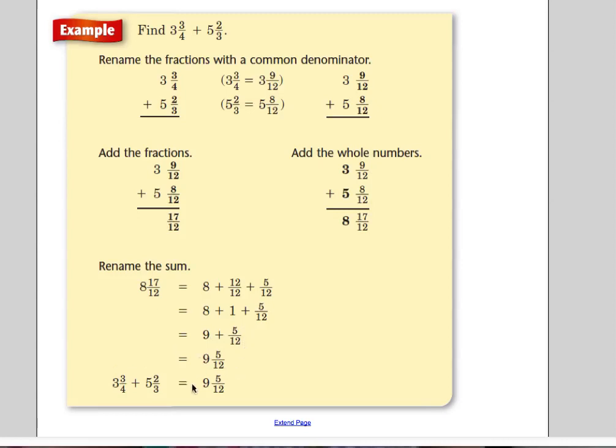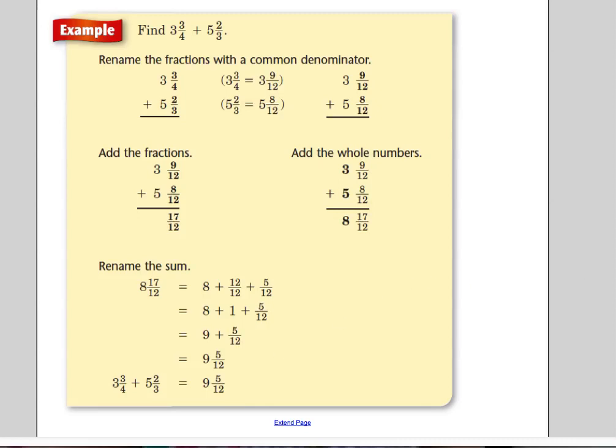So we've got 9 and we've got 5/12. So our answer, after we clean it all up, is 9 and 5/12. 5/12 can't be simplified any further. That's really, I guess, the hardest thing about adding with mixed numbers: taking a look at your answer and figuring out what you need to do to reduce it and simplify it.